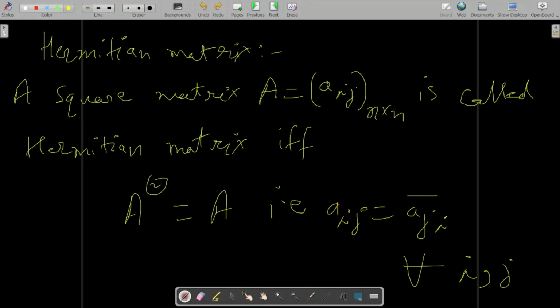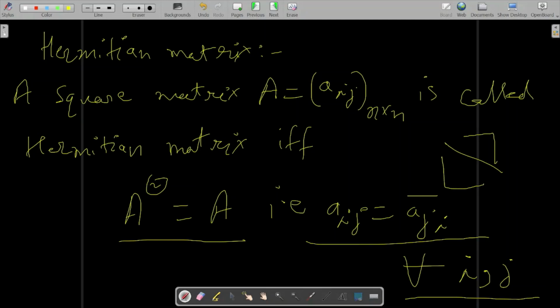In other words, you can write it like this also, for all i comma j. You will check the diagonally opposite elements. If this is the principal diagonal, then you will check the elements here and the elements here. This element and this element should satisfy this condition, and so should every other such pair. That's how a Hermitian matrix will look.